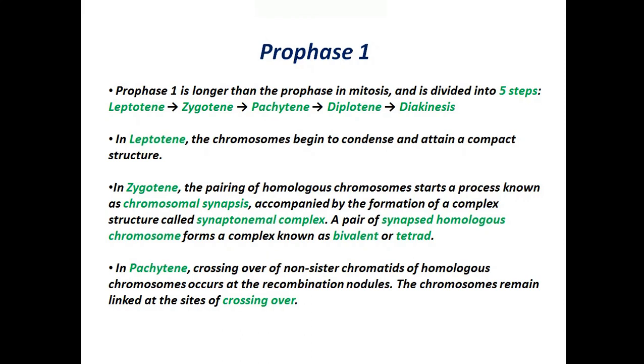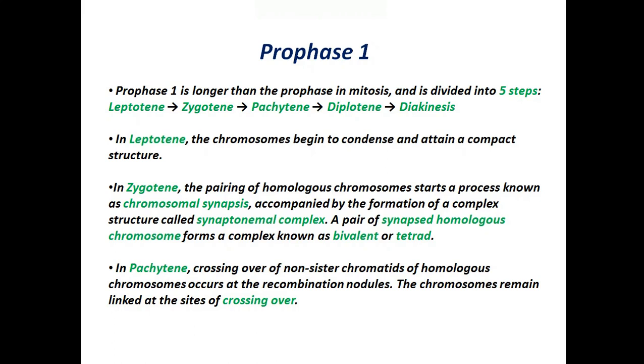Prophase 1. Prophase 1 is longer than the prophase in mitosis, and is divided into 5 steps. Leptotene, then zygotene, then pachytene, then diplotene, and finally diakinesis. In leptotene, the chromosomes begin to condense, and attain a compact structure.